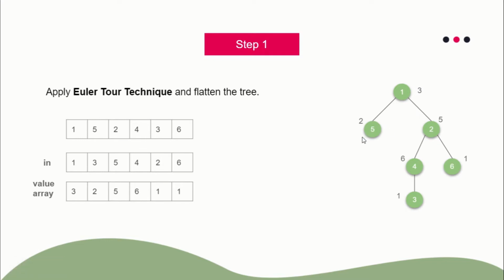Then I went to node 5, so at position 2 I must have the value of node 5, which is 2. Here you can see this is storing, for each node, the time when we entered it. For node 1 we entered in DFS at time 1, right? That's why at position 1 I have 1. Node 2 I entered at time 3.